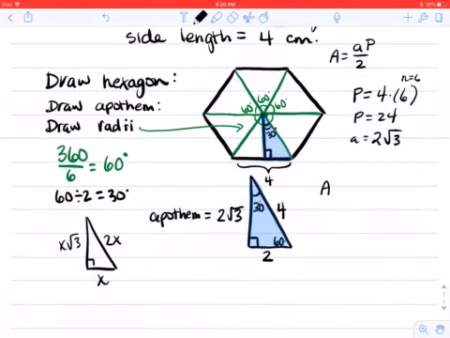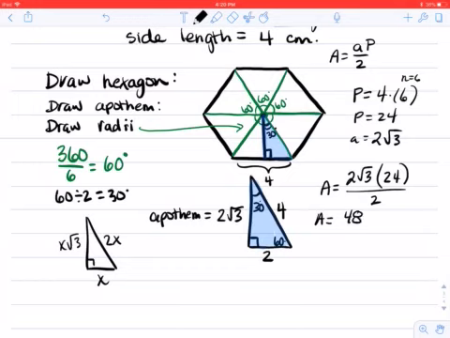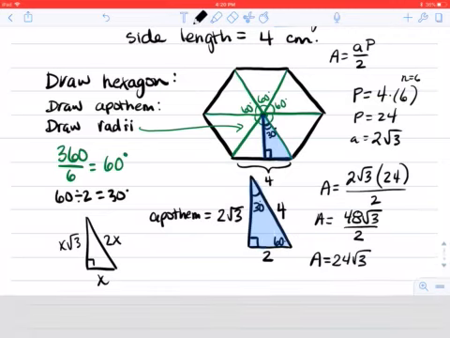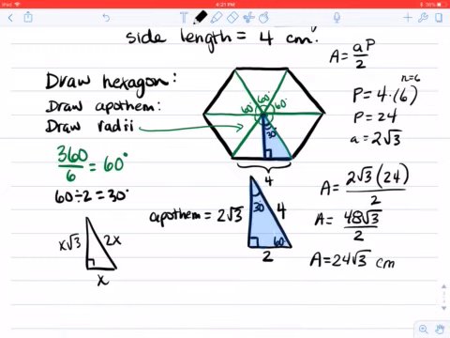And then I just plug it in. Area is apothem, 2 square root of 3, times perimeter, divide by 2. Okay, simplify that, so that's going to become 48 square root of 3 over 2. Remember, we want to keep this in radical form. So I'm not going to type the square root of 3 in my calculator. So then the area is going to be 24 square root of 3 centimeters squared.